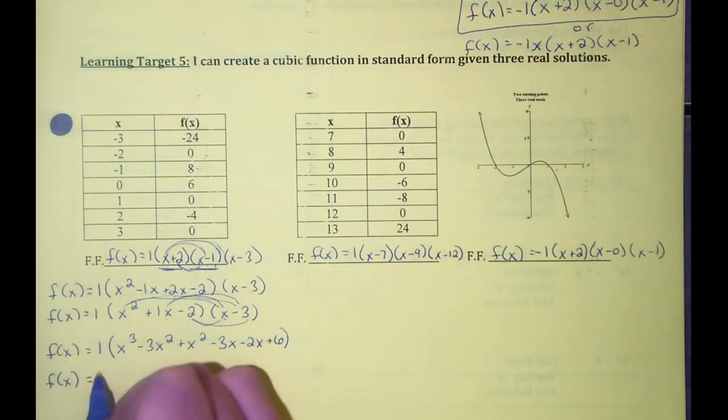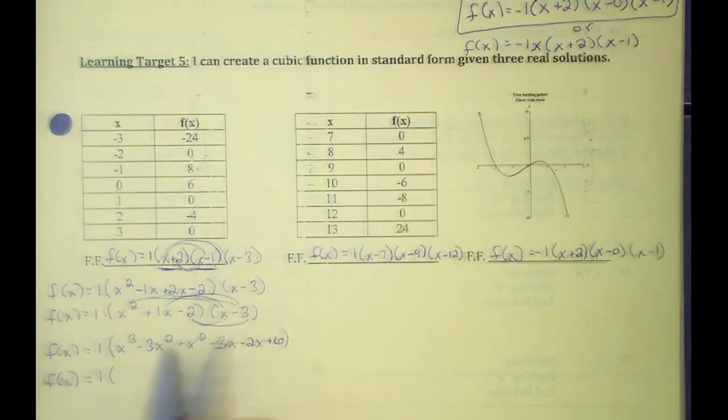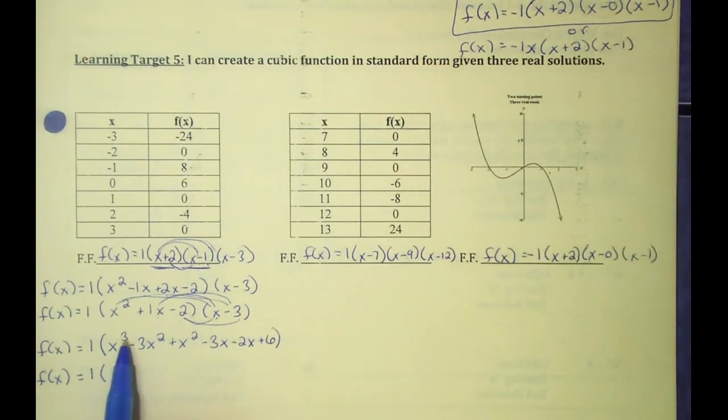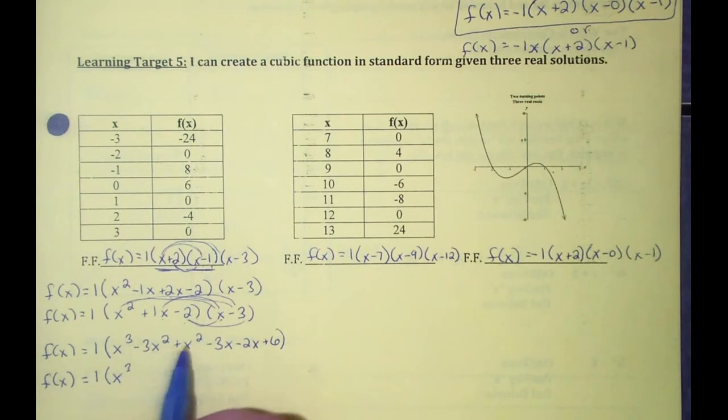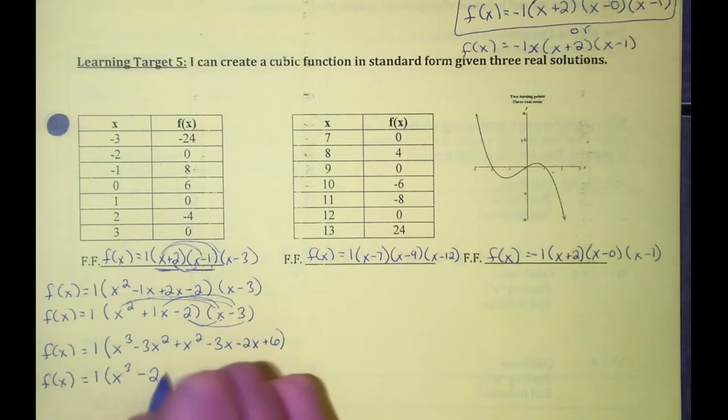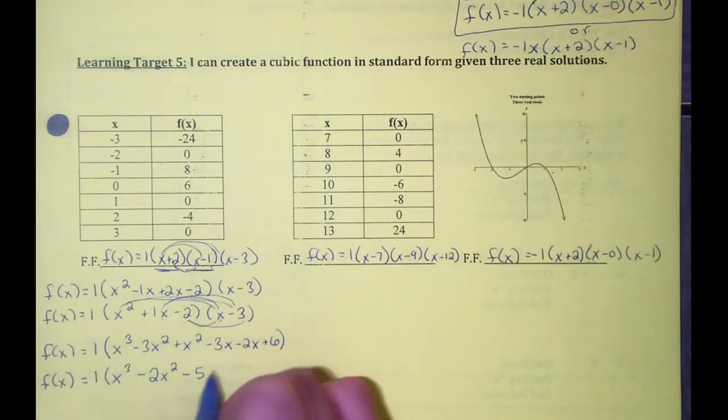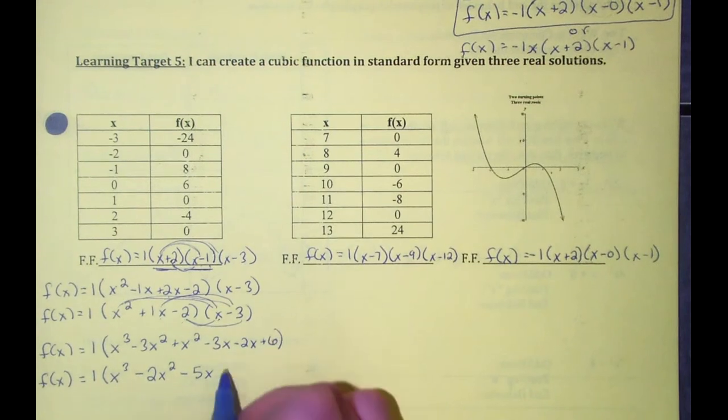Now I can combine like terms. I don't have any other cubic, like cubed, third degree terms, so I'm just going to keep it x to the third. I have x squared terms, negative 3x squared plus 1x squared, so that simplifies to be negative 2x squared when I combine those. I have two just plain x's, negative 3x and negative 2x, and that gives me negative 5x, and plus 6.